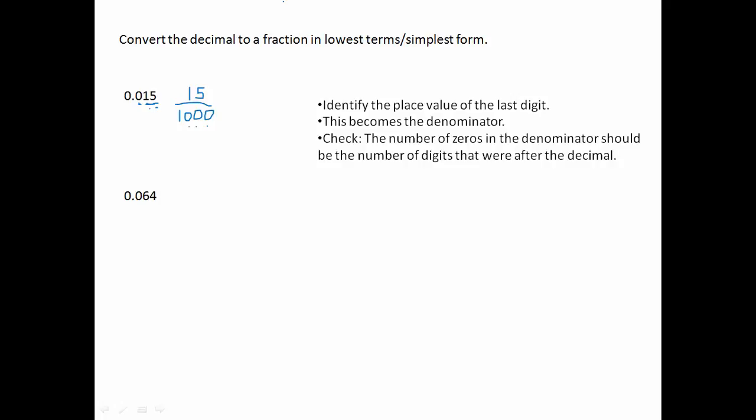Now again, it's important to read the fine print. It does say in lowest terms or simplest form here, so I'm going to have to reduce this. Taking a look at the top and bottom, the numerator and denominator here, anything that ends in a 0 or 5 can be divided by 5. So let's go ahead and do that division by 5. I'm going to reduce this, divide by 5 on the top and bottom.